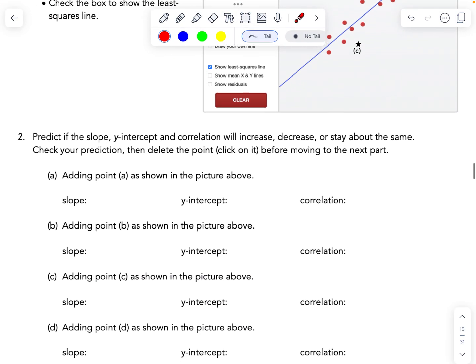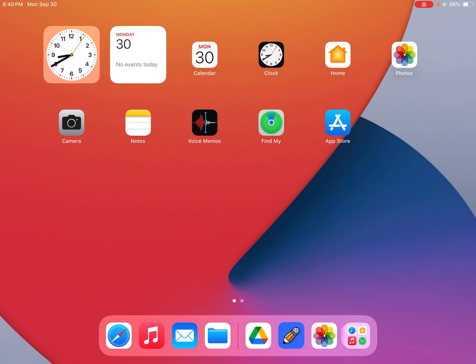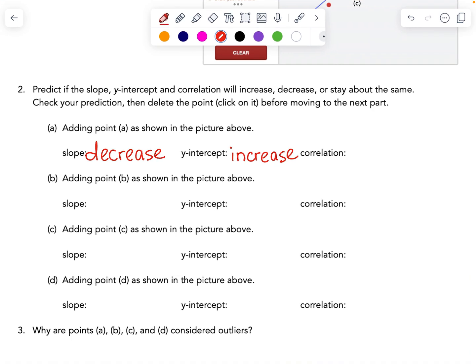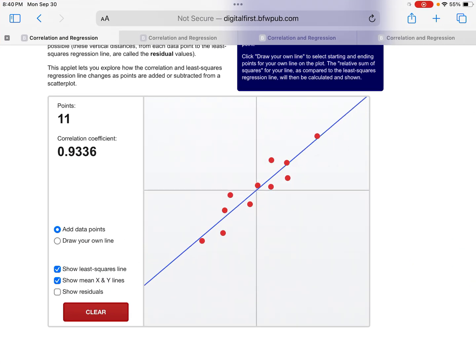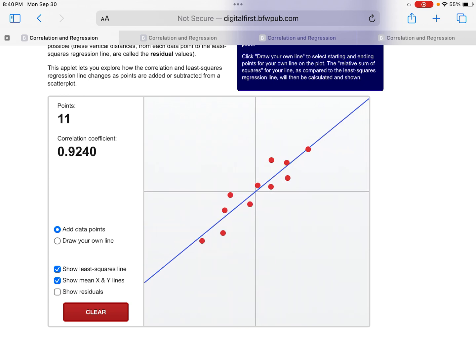So for point A, we had this tilting that caused the slope to decrease, the y-intercept to increase. And then as for the correlation coefficient, well, that went down significantly from 0.9 to 0.4668. So the correlation decreased. So again, let's pretend this point was here. That's what our line sort of looked like. And then when I put point A, you can see this tilting. The line is tilting towards this particular outlier.